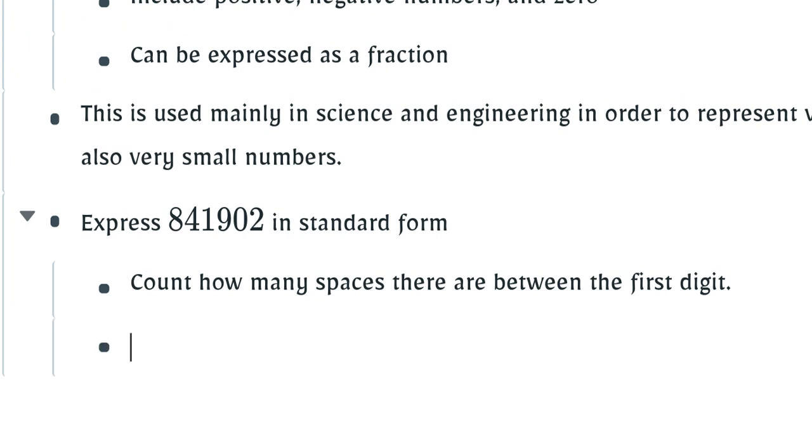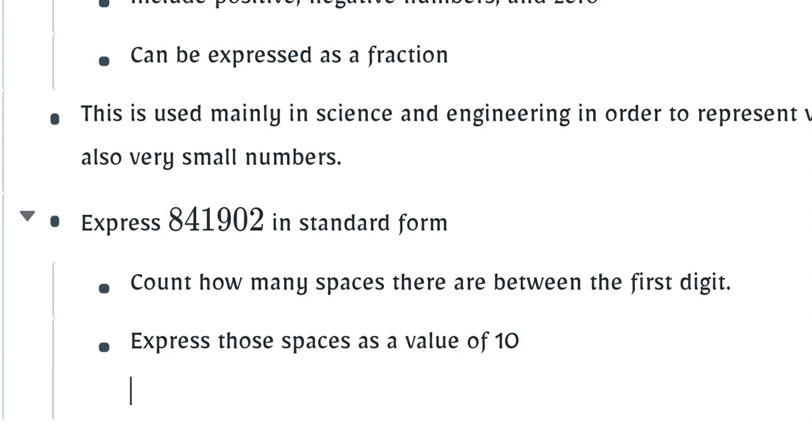The next step, right? Express those spaces as a value of 10. So in other words, what it's saying is that you put a digit 1 and you tell me how many zeros, changed for the spaces. So if we had 5 spaces after the first digit, we would say there's 5 zeros. 1, 2, 3, 4, 5. Everybody agrees?